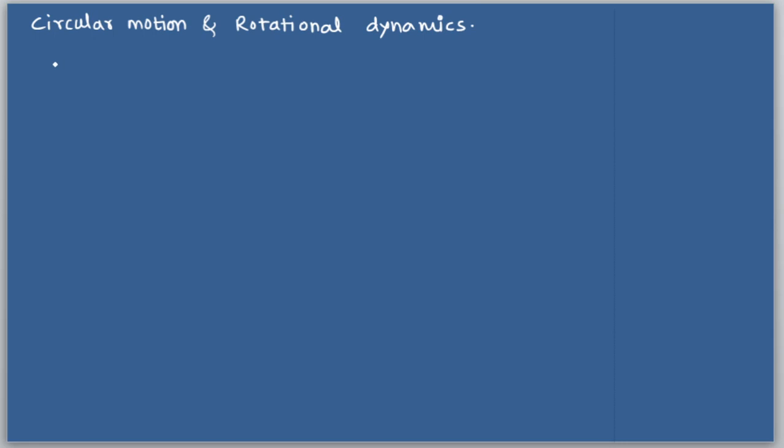The first point is the angular displacement. So let's write about it. The first formula that we are going to write is angular displacement. Now what is the angular displacement? Is there any direct formula? No, but there is a definition.